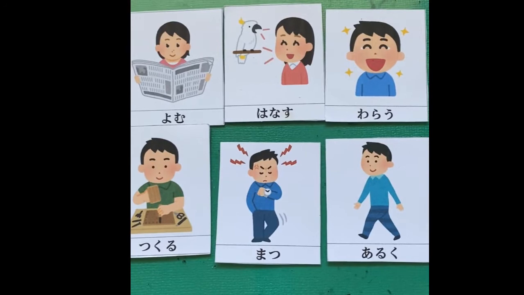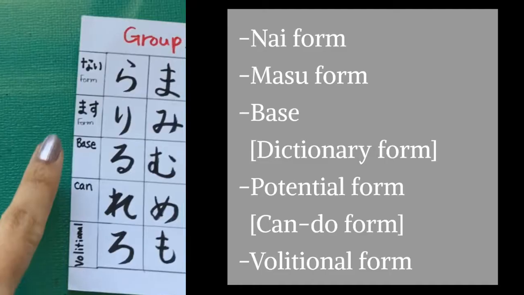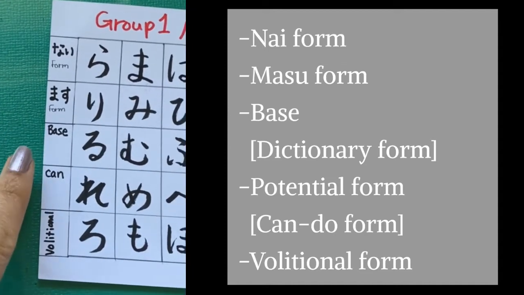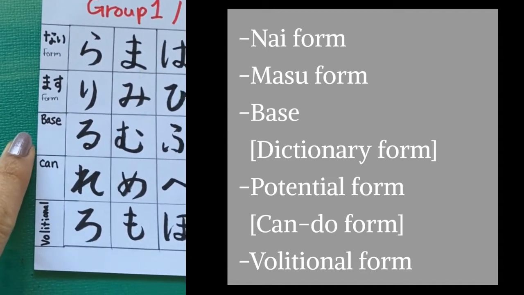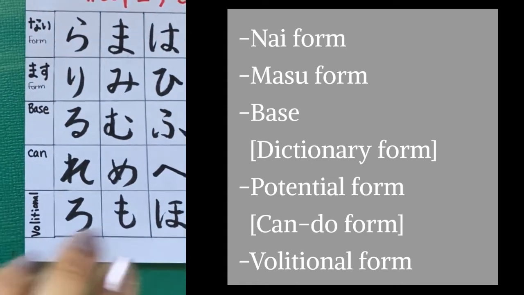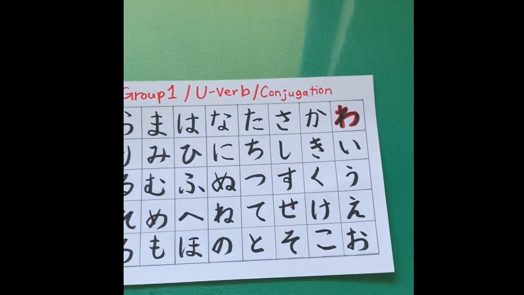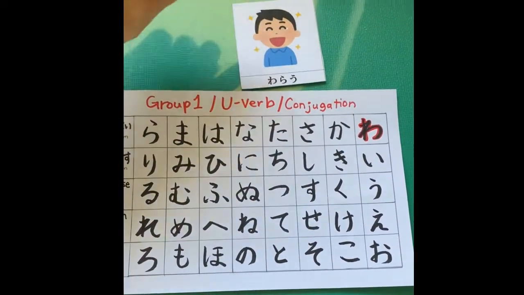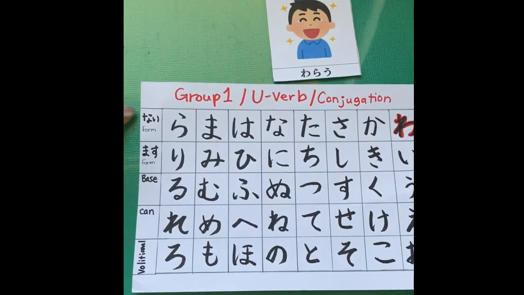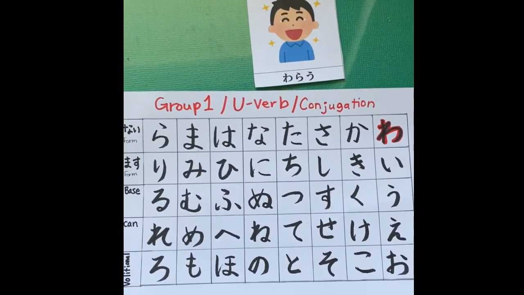Today, I'm going to show you how to conjugate group 1 verb to NAI form, Masu-form, base form or dictionary form, can-do form, potential form, and volitional form using this table. With this table, you can conjugate one verb to these forms freely, and that's a very powerful tool to have.